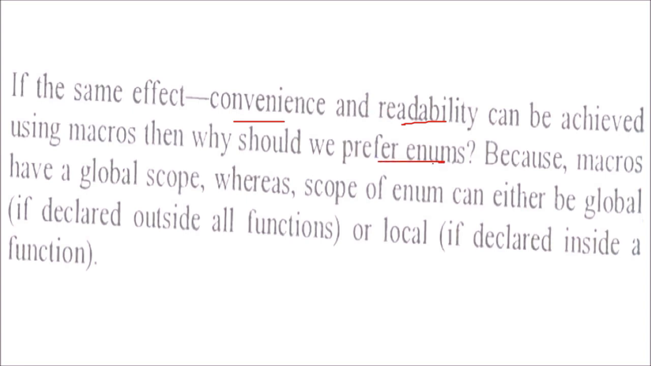So why should we prefer enums? Because macros always have global scope. A macro cannot be defined inside main. While the scope of an enum can either be global, that is if it is declared outside all functions, or it can be local if declared inside a function.